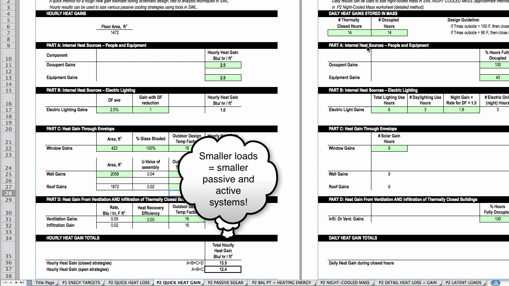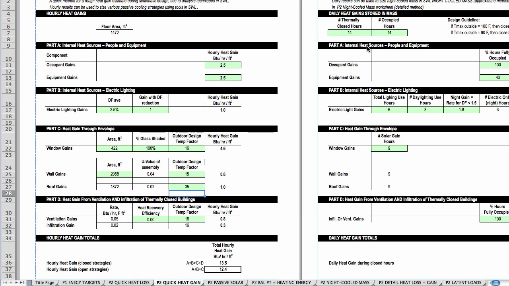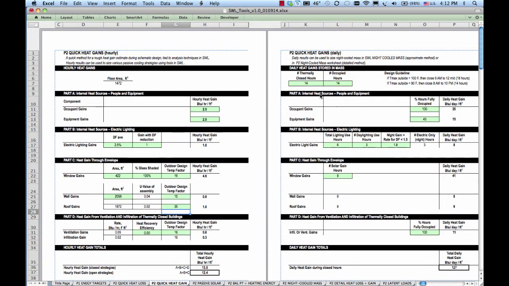Residences in general should be under 20, and 12 is pretty low, although lower rates are possible. So down here you'll see that the rates for our building in the example here are 13.5 when the heat gain is for closed strategies. That includes parts A, B, C, and D, D being heat gain from ventilation and infiltration. And then it's 12.4 BTUs per hour per square foot for heat gain for open strategies that ignore part D, ventilation and infiltration. Of course, buildings with larger internal gains will also have a higher total heat gain rate.